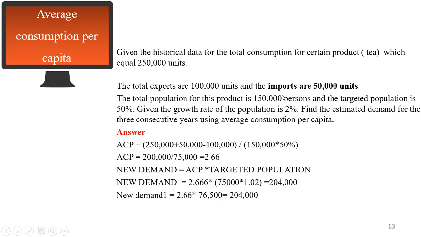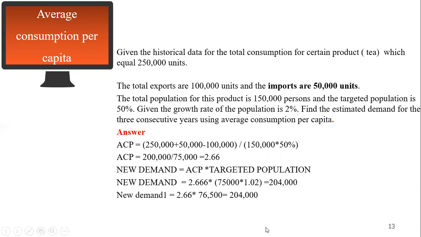Not all of the total population are taking my product. They are only 50%. So the ACP means that almost 3 units have been consumed by each person, which means the 250 plus 50 is 300, minus 100, gives me 200,000, divided by 75K, which gives approximately 3 units per person.